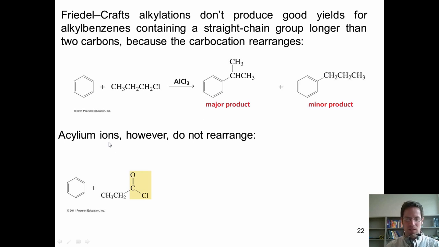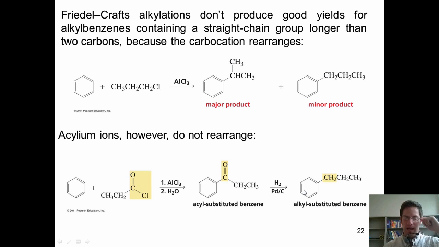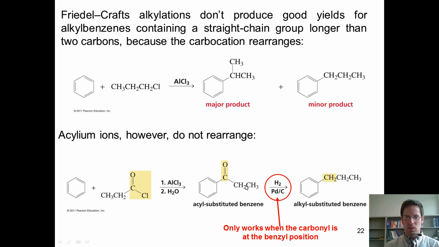Instead, the better way to do this type of synthesis is to first acylate it. So if I take benzene and do a Friedel-Crafts acylation, it will give me this as my exclusive product. Once I get this as my product, I can then reduce the carbonyl by treating it with hydrogen gas and palladium on carbon, and this is a way that I can get to my straight chain alkylated benzene as my major product in the sequence. And one thing I need to point out here is that this reaction, the hydrogenation of this carbonyl, only works when the carbonyl is at the benzyl position.